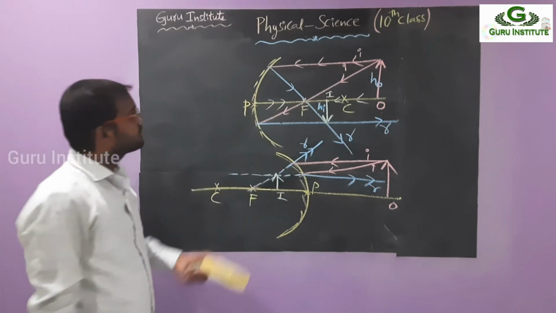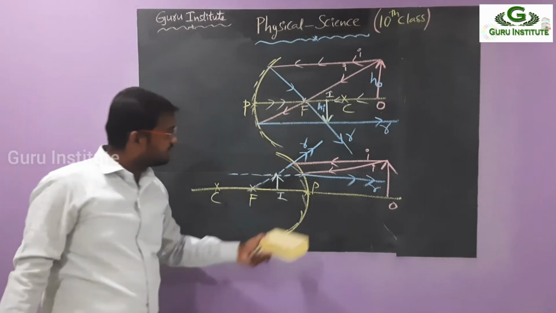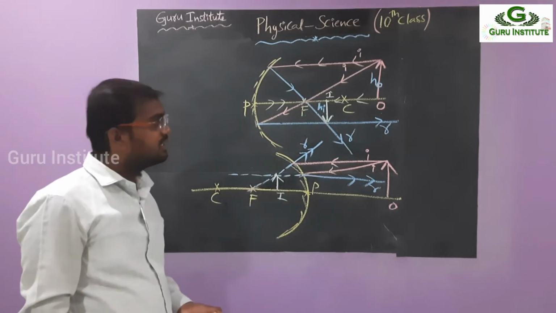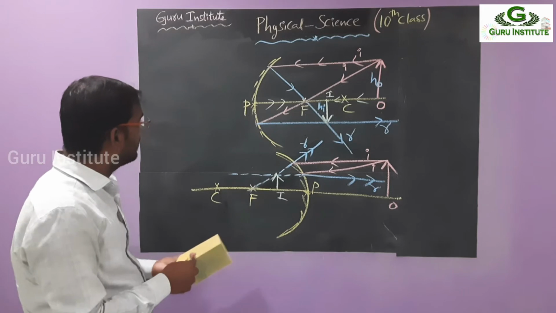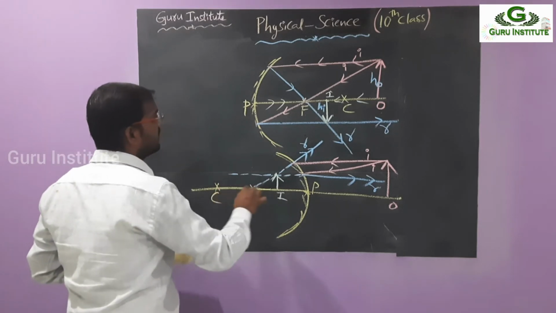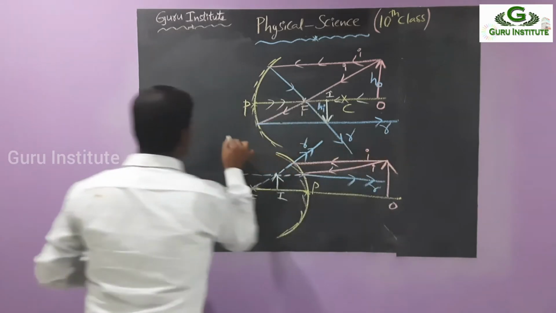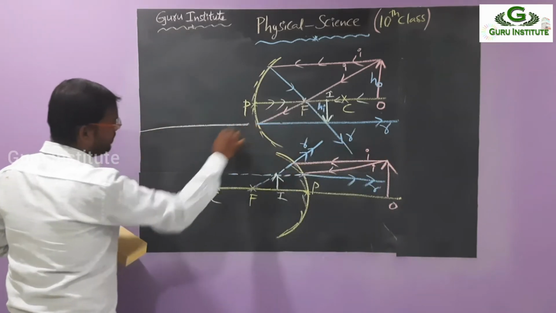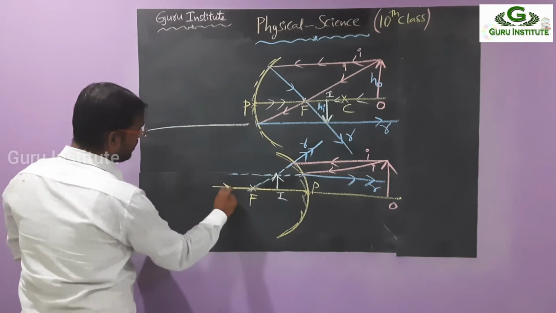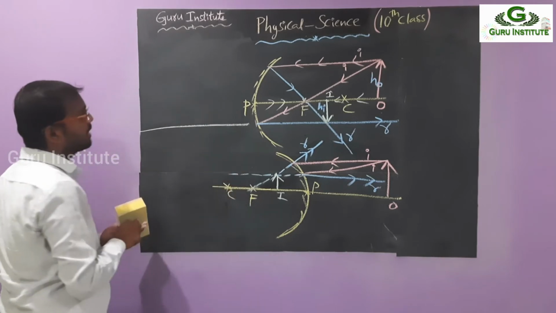So this is a concave mirror. This is the convex mirror. So here also all measurements should be done. I am writing here for both the cases. Okay, clear? At the bottom I am drawing the convex, and at the top we are taking the concave.